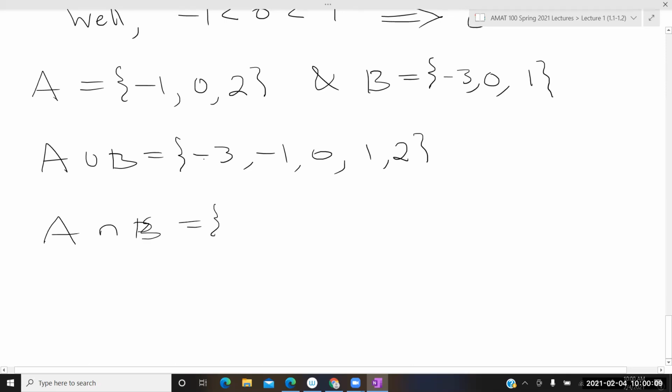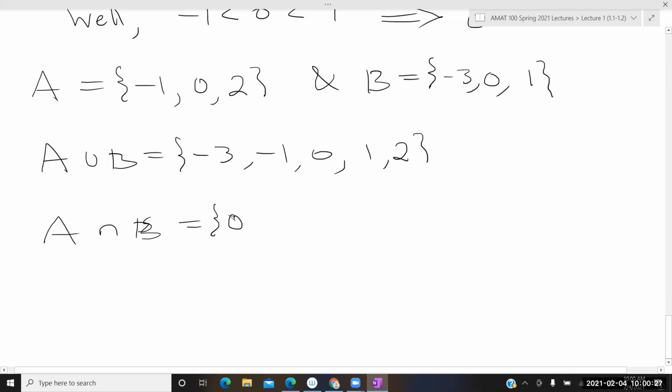Well, we have to look at what's in common. So over here we have -1. Is -1 in B? No. So that doesn't belong to the set. What about 0? Yes, 0 is in both A and B, so we include 0. What about 2? Is 2 in here? No. So 2 is not in B, and then you can go through B.